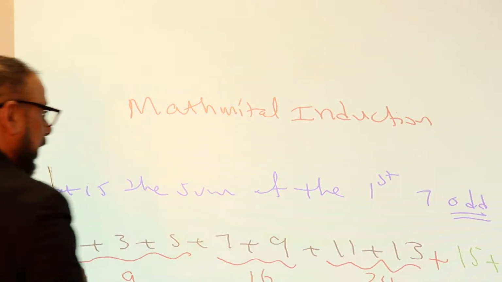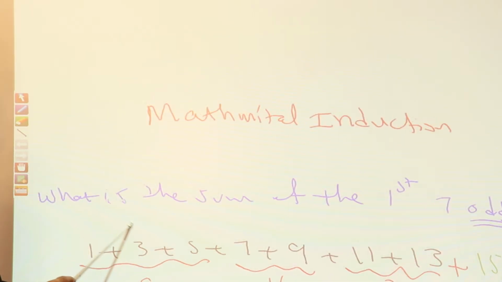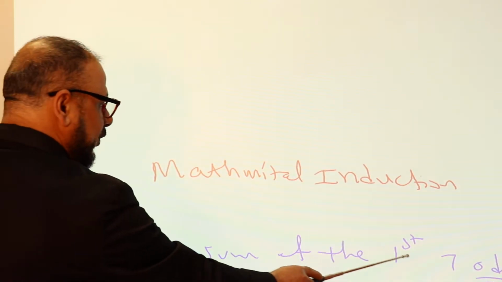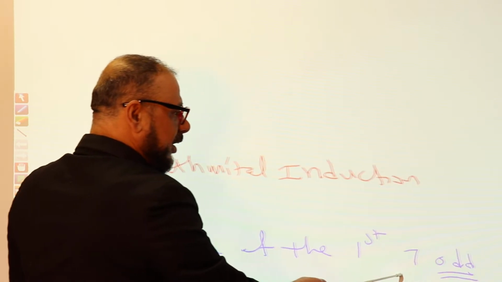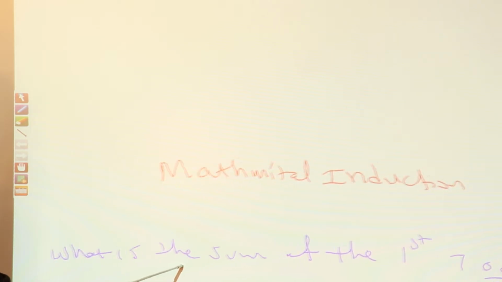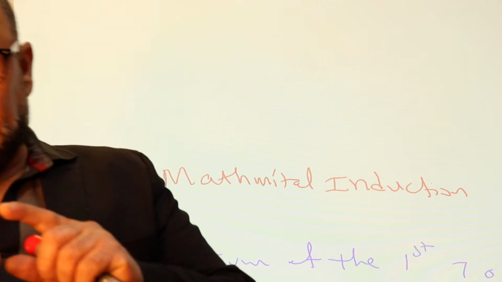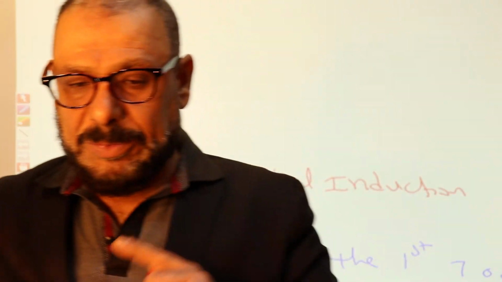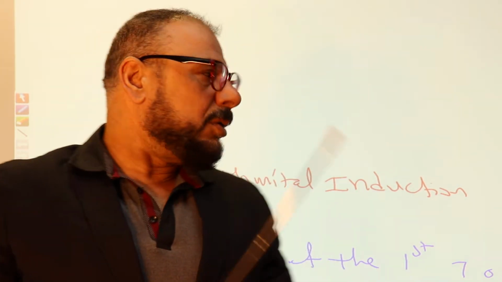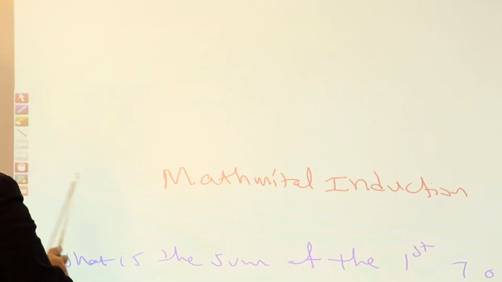The first thing I'm going to ask you: who can tell me what is the sum of the first seven odd numbers? He wants you to add 1 plus 3 plus 5 plus 7 plus 9 plus 11 plus 13. Okay, good. Seven odd numbers.